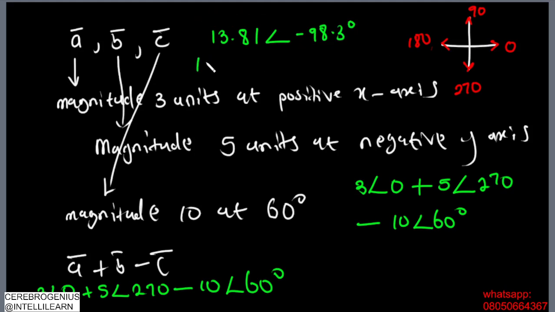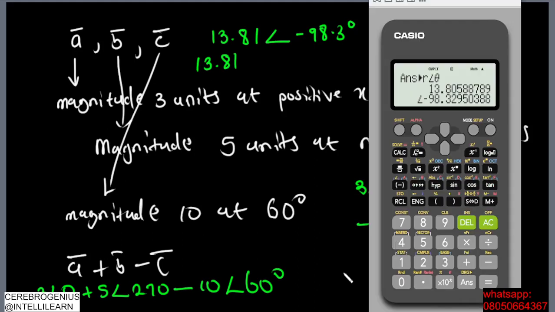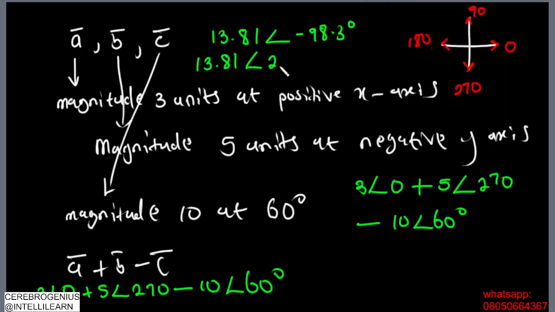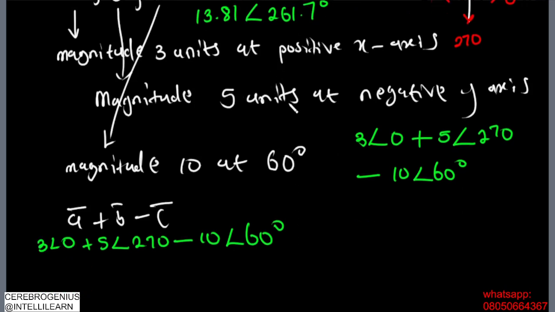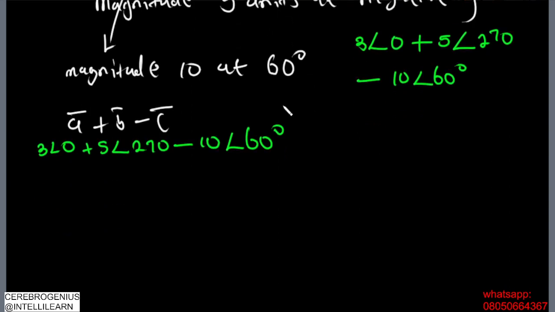Now this will also be 13.81. Then this angle is minus 98.3, so you have to add 360 to it because it is having a negative value. So minus 98.3 plus 360 gives us 261.7. So at an angle of 261.7 degrees, that's going to be the answer. So it's still the same way that we have done the previous one, only that this one they didn't give us the diagram, they give us the vectors in statement form. So if you want to do it, just do it that way.